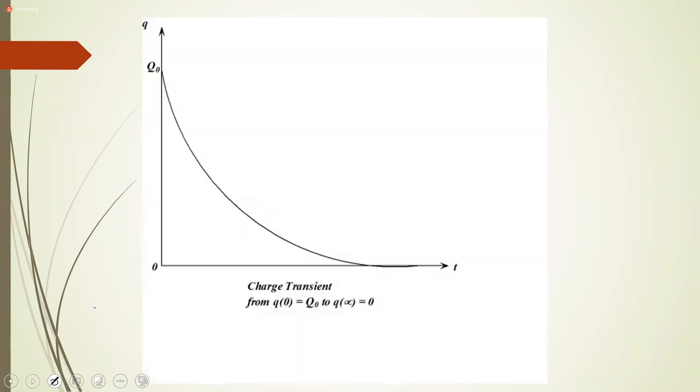All right, so let's look at the graph. For the charge curve, we have the initial charge, and that would be at time 0 minus, before I connect it to the circuit or to the resistor, and it would then tend towards 0.